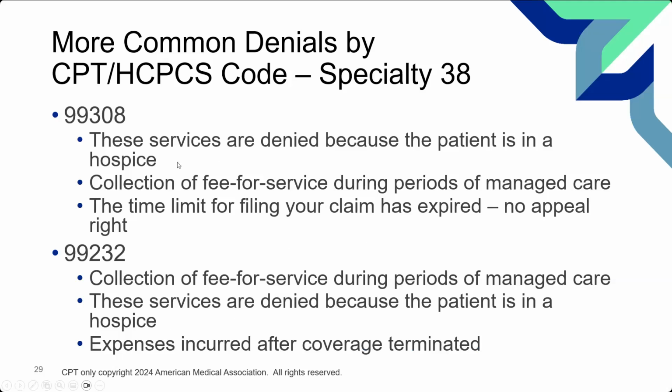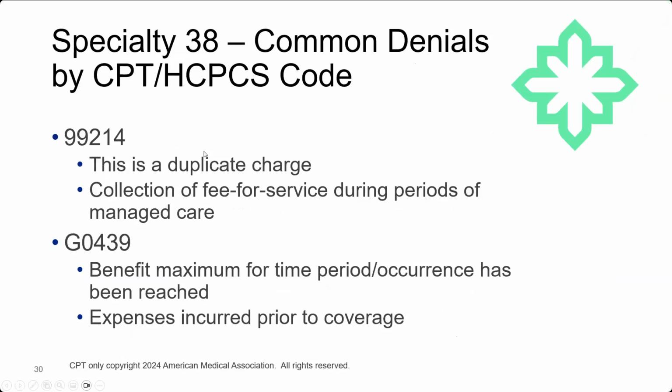The services are denied patients in a hospice. Patient had Part C. The time limit for filing your claim is expired. So you could see these are kind of repeating themselves over and over. It's the same reasons but different services that WPS is denying for specialty 38 or geriatric medicine claims. So take this information back to your organizations, share it within, check to see if these are the reasons your claims are denying so that you can avoid those denials in the future. Get payment more quickly when you're entitled to that payment. Patient has Part C, more hospice, expenses incurred after coverage terminated.